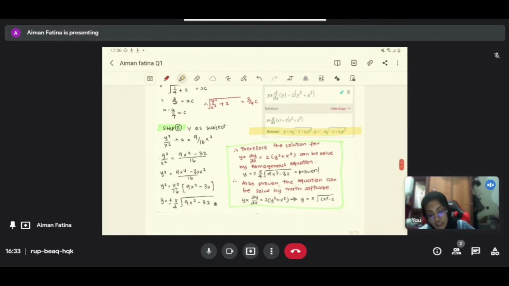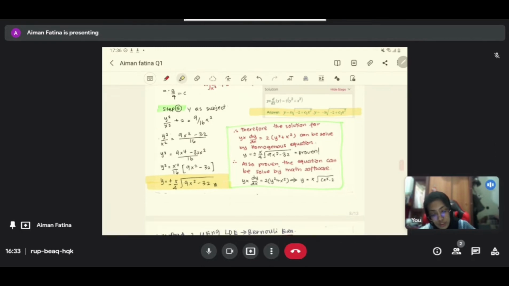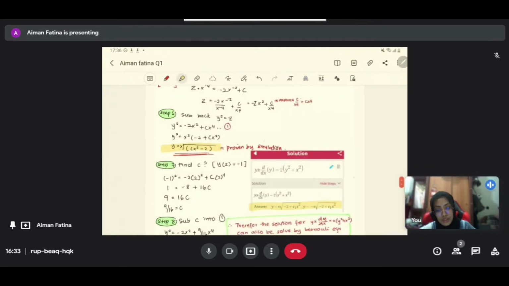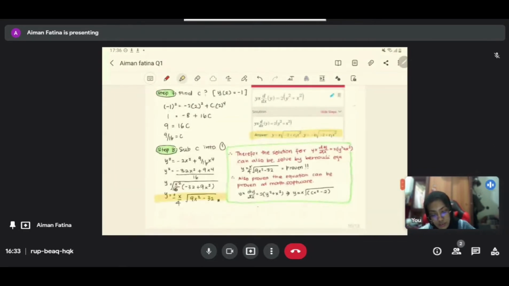Therefore the question asks us to prove that the equation can be like the question states, so this is also the same. Then we move to Bernoulli, and the answer can be proven by simulation, the same as the simulation. And the final answer, when we insert the C, is also the same as the equation.